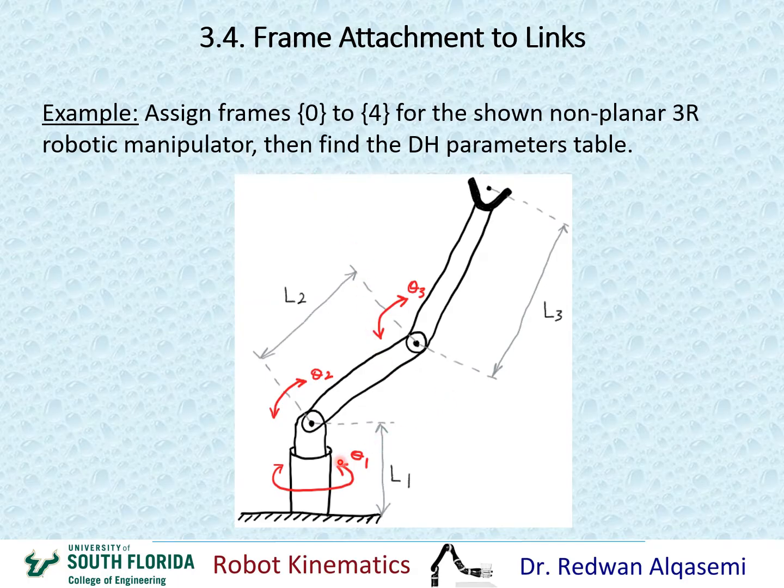So this is a 3R non-planar. We have a first joint here that rotates about this axis, and then the second joint that rotates about the axis that's going into the screen or out of the screen. So this is the second joint, and then the third joint here, again the axis goes into the screen or out of the screen. So this is joint 3, and then here we have the end effector at this point. We have length L1 here, and then length L2 here, and length L3 right here.